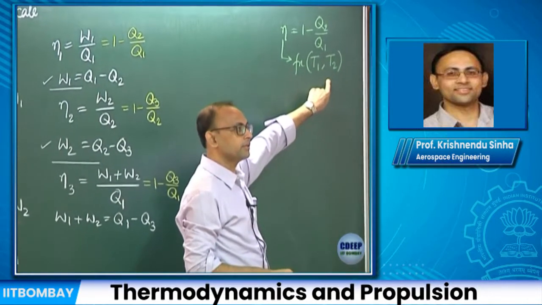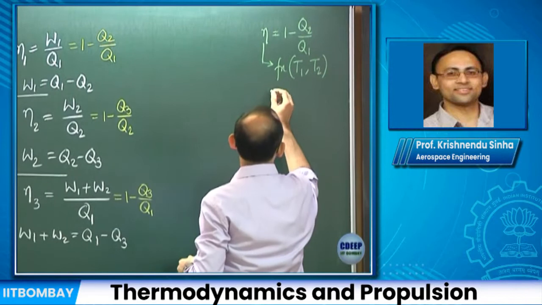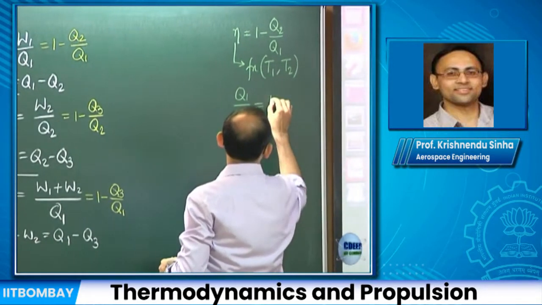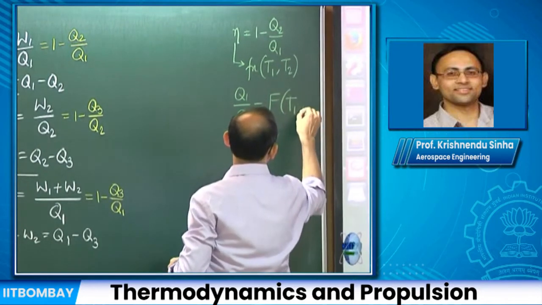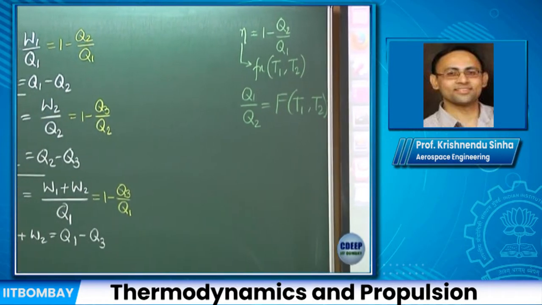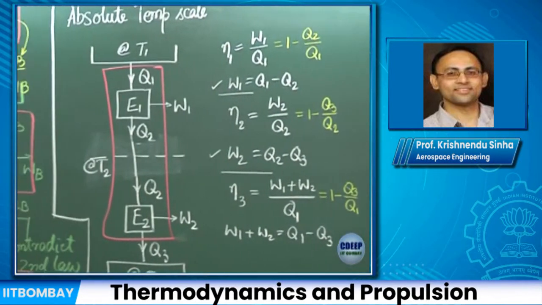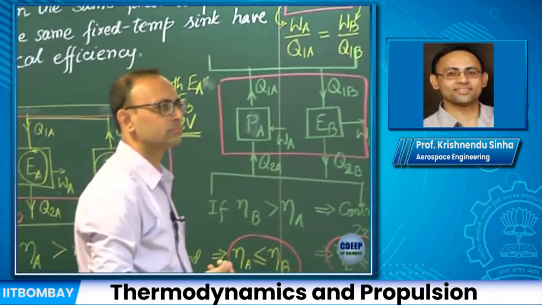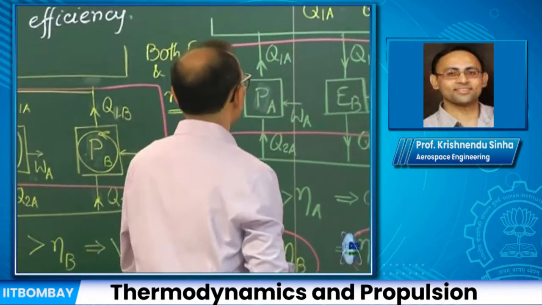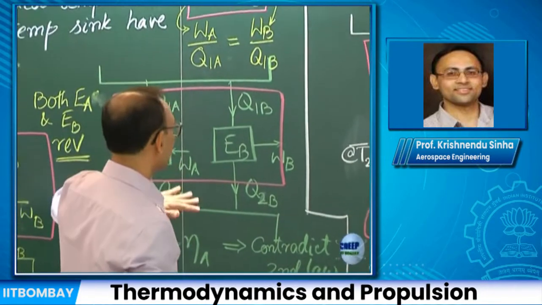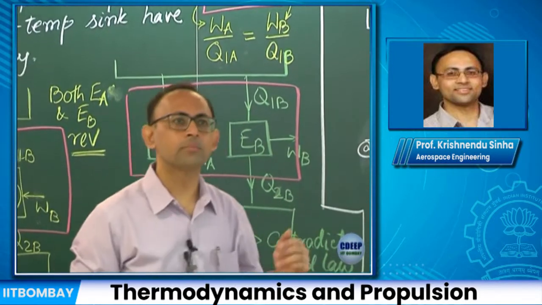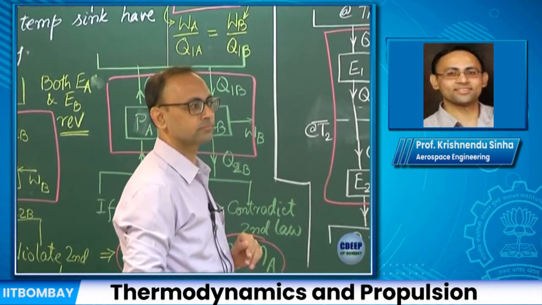Agreed? And I'm going to change it a little bit and say, can I write Q1 over Q2 is some other function of T1 and T2. I've just manipulated the same thing, moved the 1 around and inverted the ratio. If efficiency depends only on the temperatures, then the ratio of heat taken up and heat rejected has to be a function of only those. Fine?